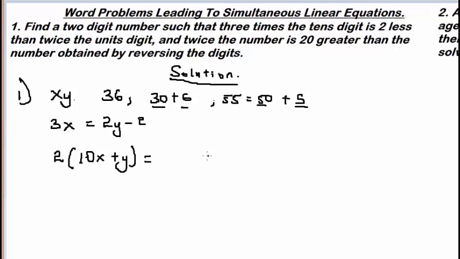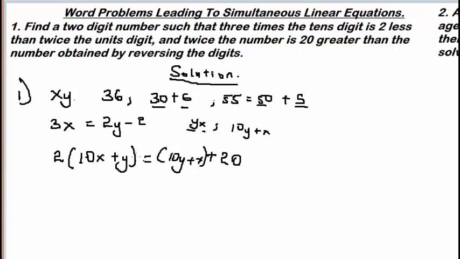Like I said, in word problems you have to be very careful. 20 greater than, that's plus 20. 2 less than, minus 2. 20 greater than, plus 20. Then the number obtained by reversing the digits. If I reverse the digits, it becomes yx. If it becomes yx, my tens digit becomes y, my unit digit becomes x. This becomes 10y plus x. So I have 10y plus x.